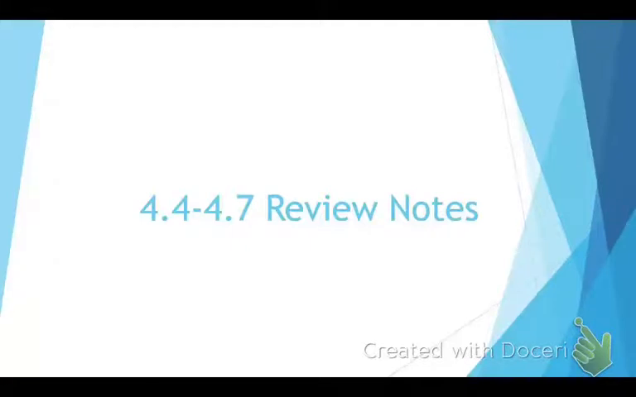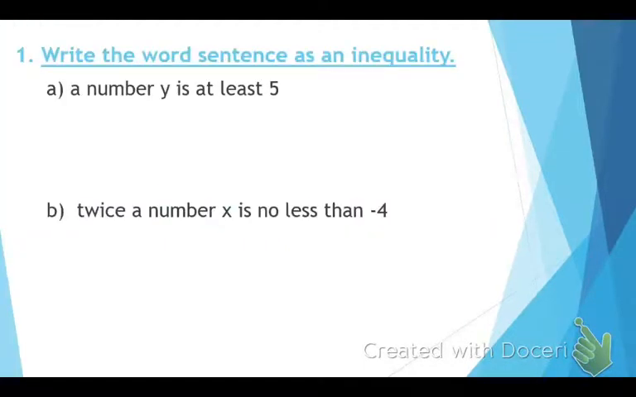All right, so on Monday, we're going to have a quiz over 4.4 through 4.7. Use these notes to help you study. The first thing that you'll see on there is to write something as an inequality. Remind me again, guys, what's an inequality? Greater than, less than. Greater than or less than, okay? So whenever it asks for an inequality, you're not going to have an equal sign, but you're going to have greater than or less than, or greater than or equal to, or less than or equal to, okay?